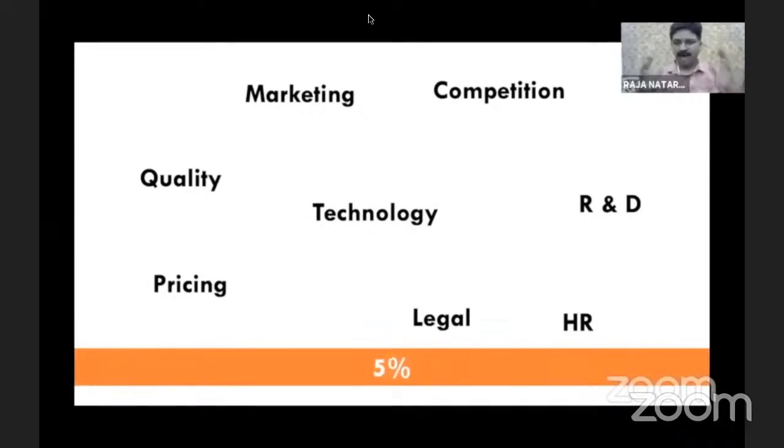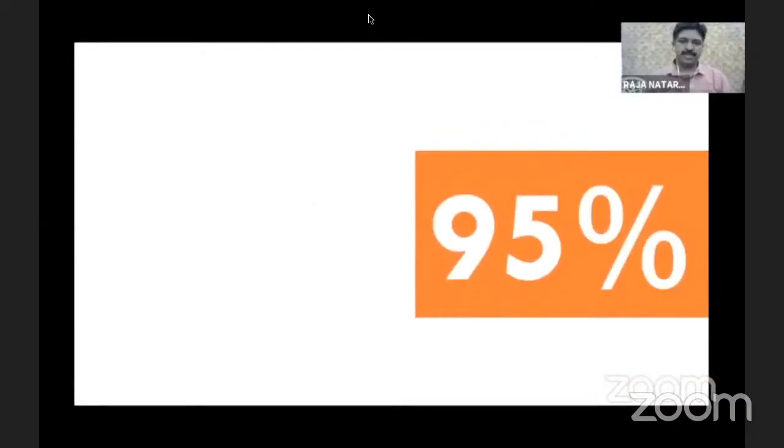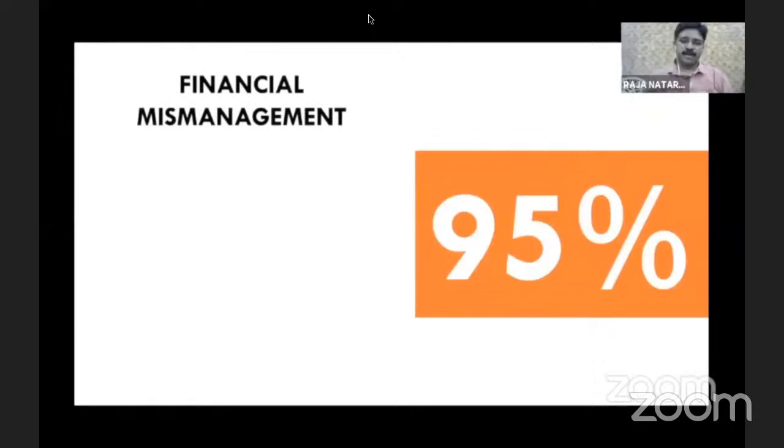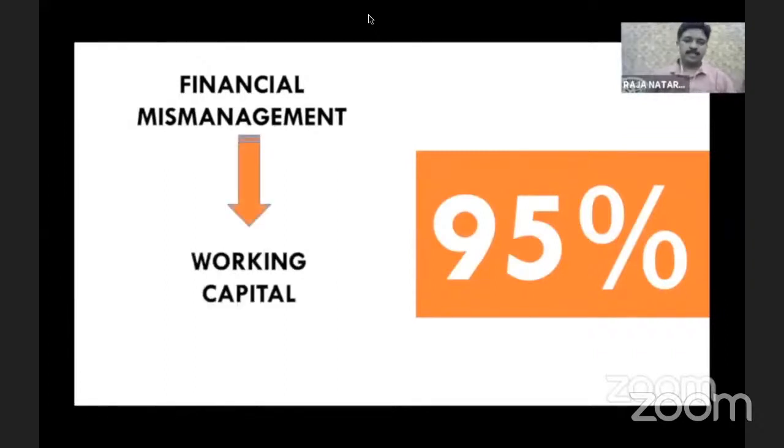That is, if 100 failed units were selected, of that only 5 units failed on account of this or these many reasons collectively. It means the remaining 95% of business units failed on account of one single factor, that is financial mismanagement. And when we go deeper into financial mismanagement, it can be on account of diverting short-term funds for long-term purpose, or it can be on account of not managing their working capital.